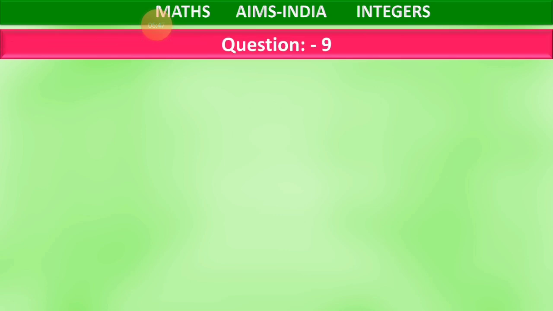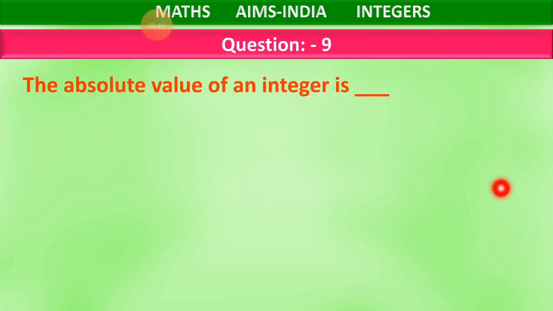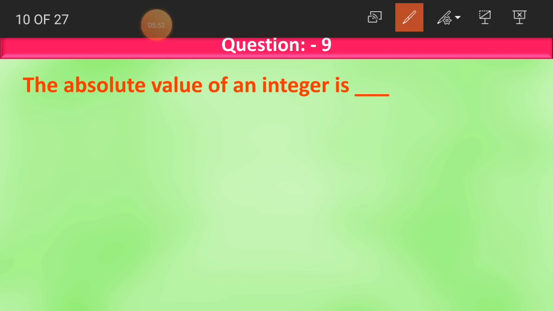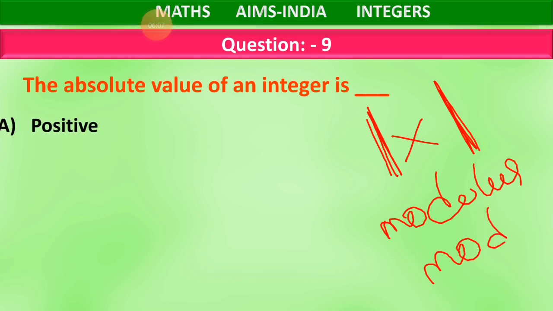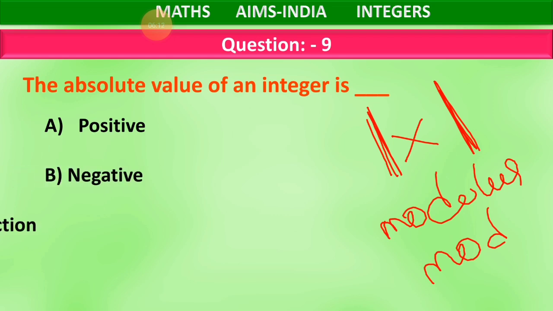Next question, question number 9. The absolute value of an integer is dash. Remember the absolute value. What is the absolute value? The absolute value is what we get by applying modulus. These two lines are called modulus, or in short we call it mod. The absolute value of an integer is A. Positive, B. Negative, C. Fraction, D. Decimal. What is the correct answer?